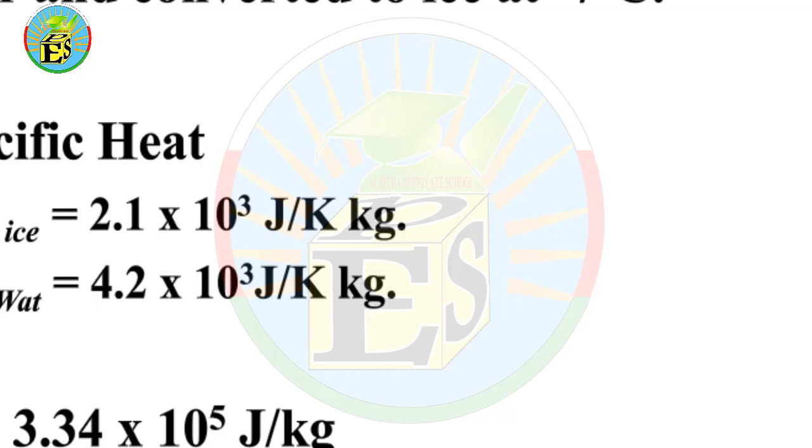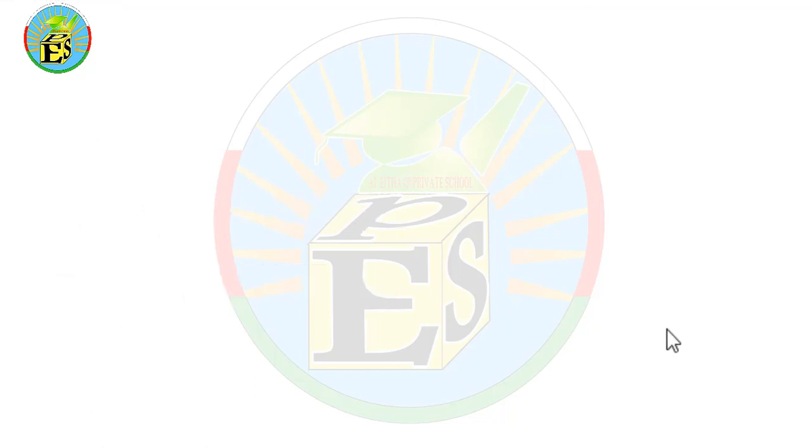Latent heat of fusion is 3.34 multiplied by 10 to the power 5 joule per kilogram. Latent heat of vaporization equals 22.5 multiplied by 10 to the power 5 joule per kilogram. So the answer will be 4.5 multiplied by 10 to the power 6 joules, by using the previous formulas.